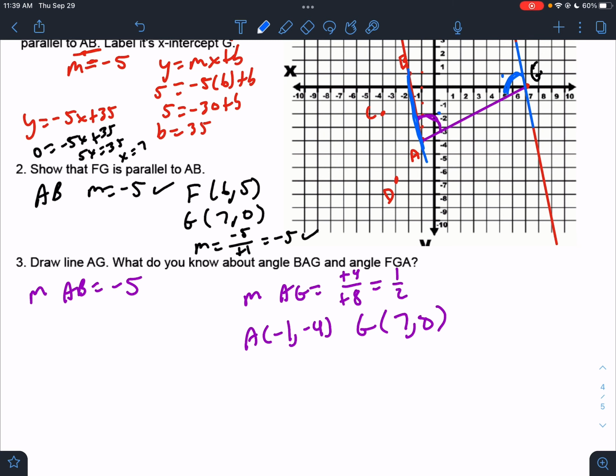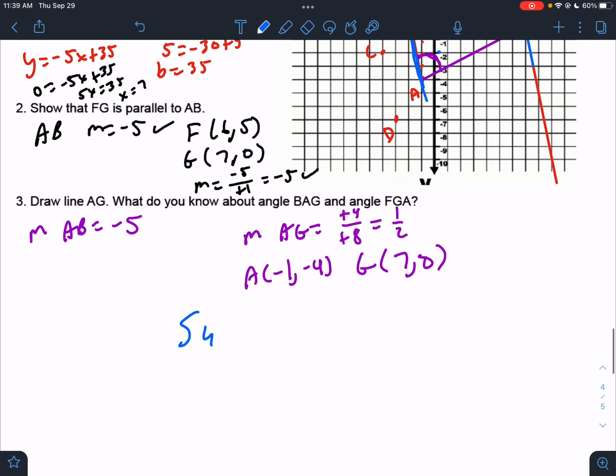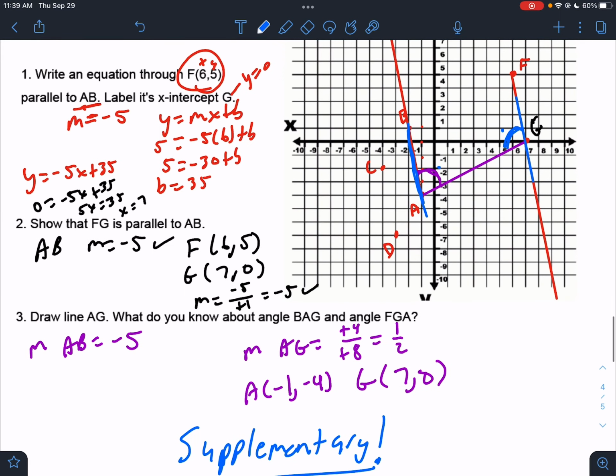Both those angles, those are same side interior, right? Those are supplementary. They are supplementary. We know that they're supplementary, right? Parallel lines, those are same side interior.